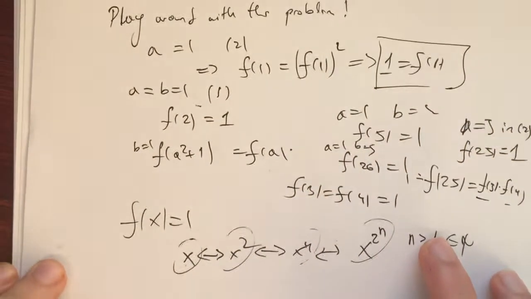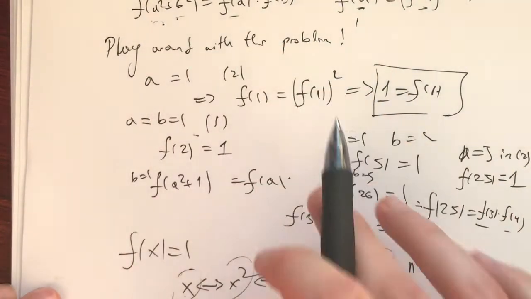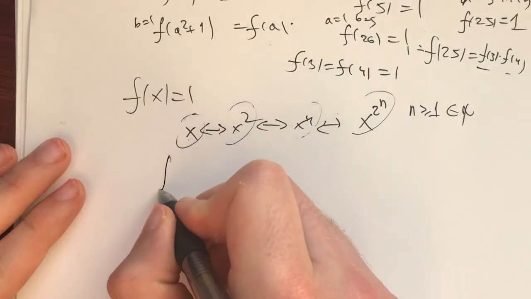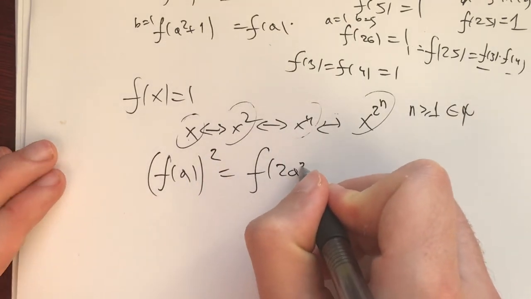Now the second thing that I'm looking at here particularly is if I plug in a equals b, what I get is that f of a squared plus a squared is equal to f of a squared times f of a squared, that is, f of 2a squared.